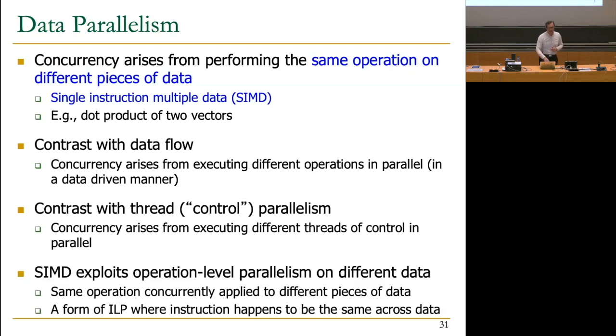Okay, basically SIMD exploits operation level parallelism on different data. Same operation is concurrently applied to different pieces of data. This is really still a form of instruction level parallelism because you can think of these operations as instructions, except an instruction is combined, collapsed, such that it applies to many, many different pieces of data. Basically, the instruction happens to be the same, meaning that you don't need to decode the same instruction many, many times.